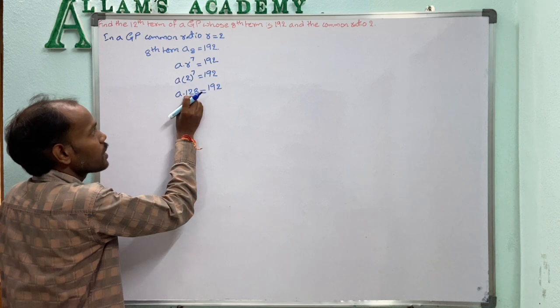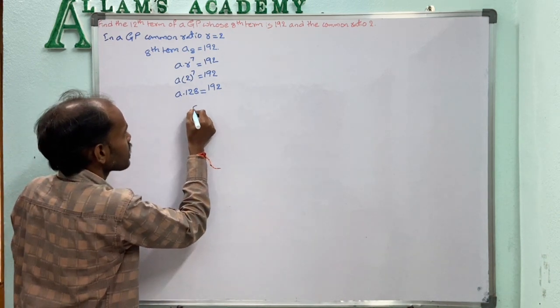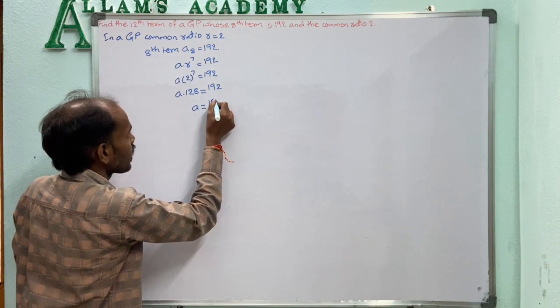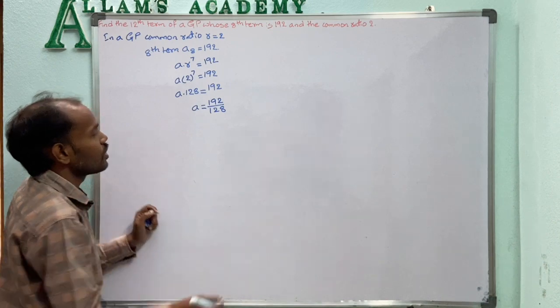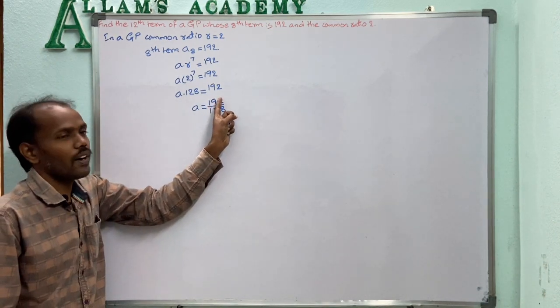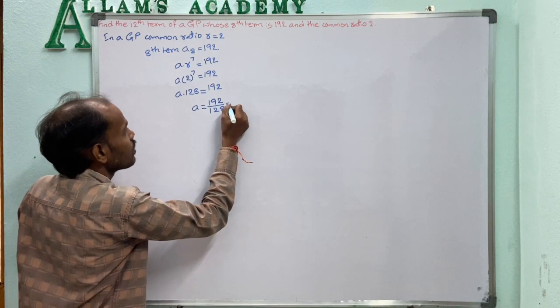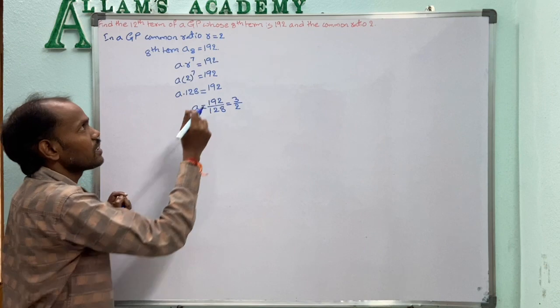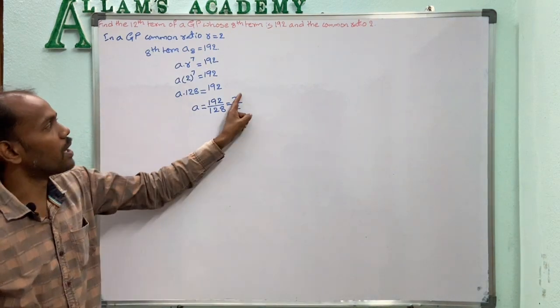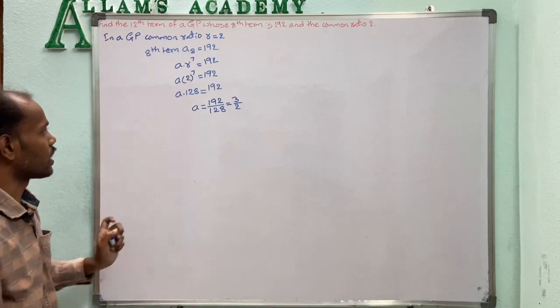Now this multiplication by 128 is transferring to the RHS, that is division. So a is equal to 192 by 128. Now 64 3s are 192, 64 2s are 128. So that is 3 by 2. So the first term of this geometric progression is 3 by 2. But we are asked to find the 12th term of this geometric progression.